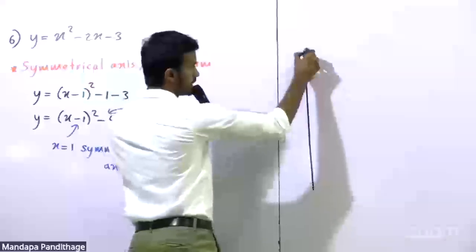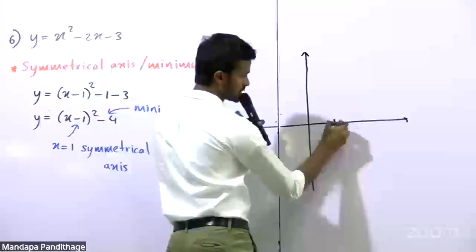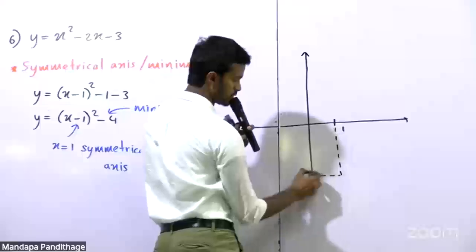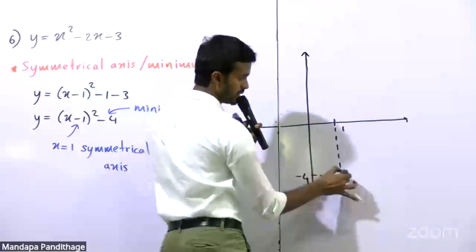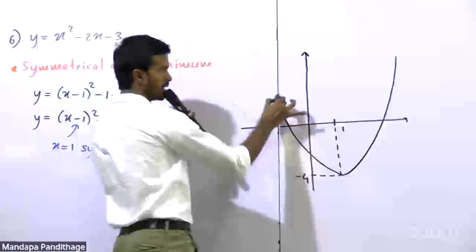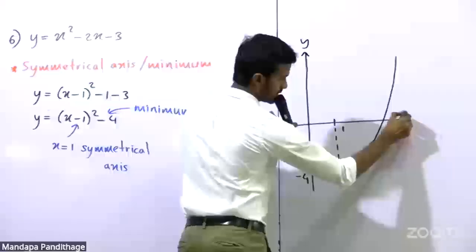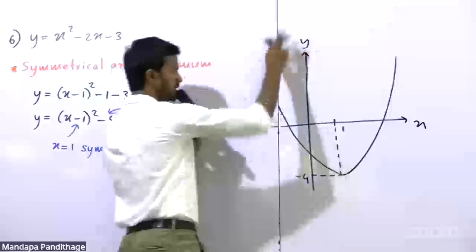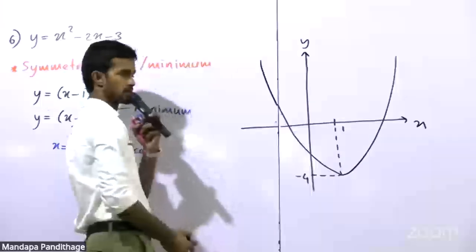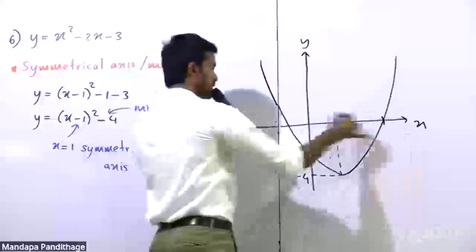So how do you mark it? This is how you mark it. When x equals 1, I get the symmetrical axis, and the lowest point is minus 4. Which means your graph will be going this way. So after getting the lowest point or the minimum, you can sketch the graph in this way. And for additional data, you can mark these two.